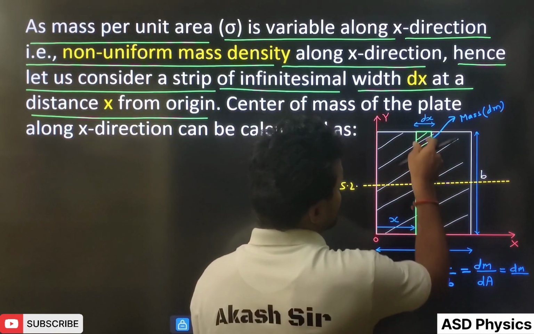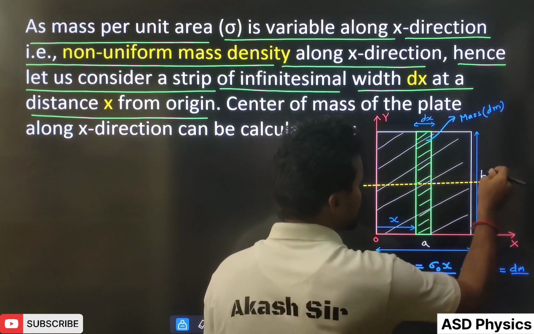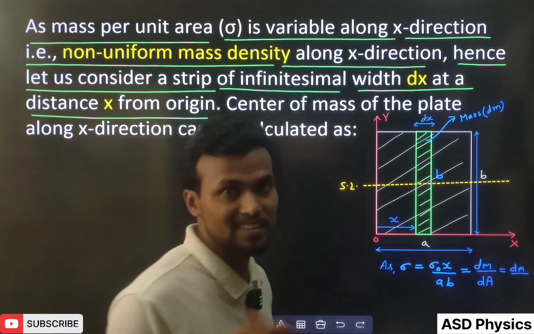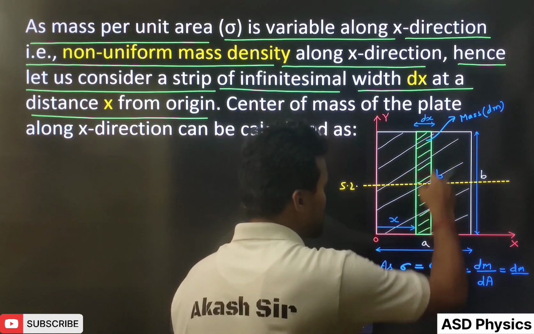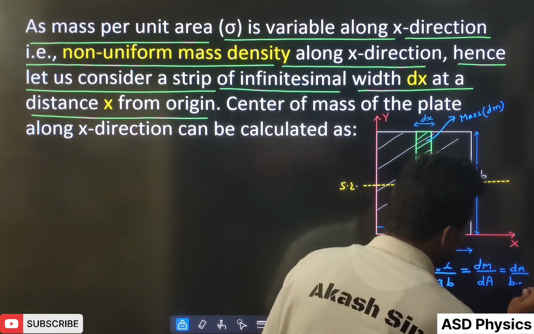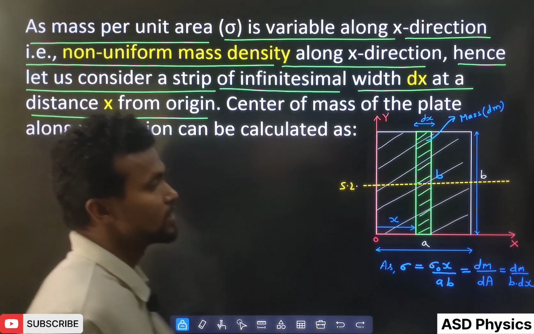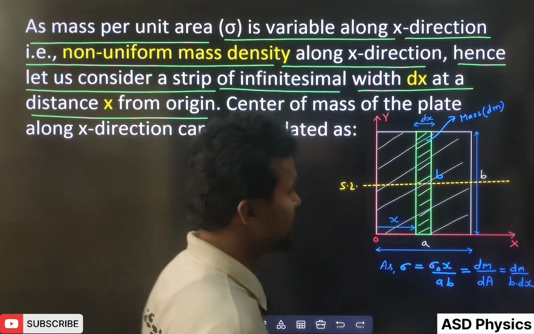See the thickness here is dx, and this length here is b. Let's take breadth as b and width as dx, so the area is b into dx. So sigma equals dm by b into dx.